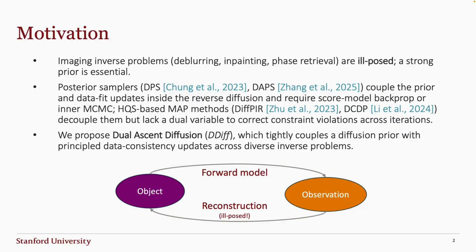Many imaging tasks like deblurring, in-painting, and phase retrieval are inverse problems where we recover a signal from indirect observations. They are ill-posed, so a strong prior is essential. Existing diffusion solvers fall into two camps.